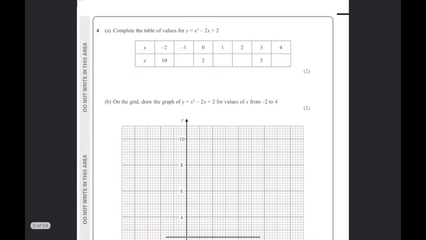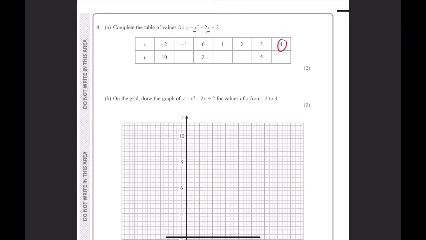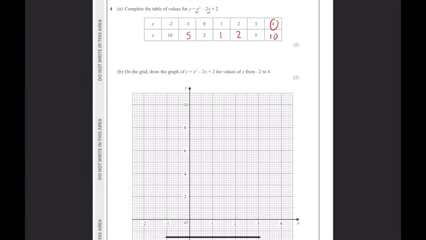Complete the table of values for this. So all we do is just substitute them in. So 4 here, we substitute that into the x values. So that'll be 16 minus 8, add 2 will be 10. I'm just going to substitute all of these in using exactly the same method. And here is the final table. And then what we're going to do is just plot our results.